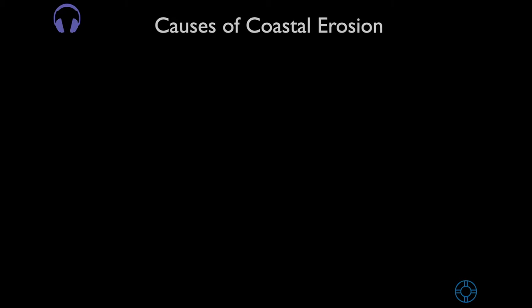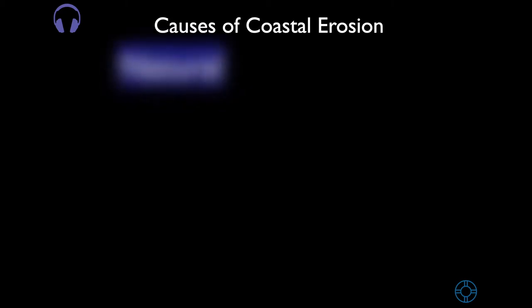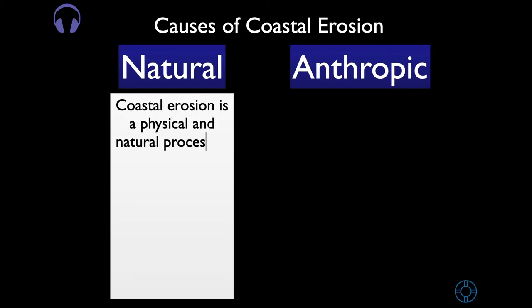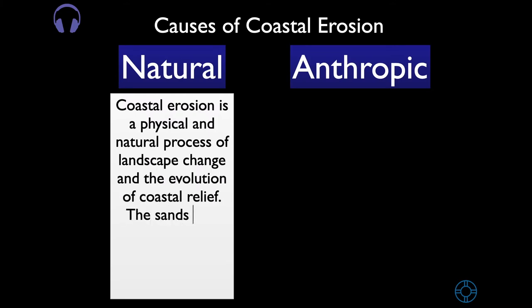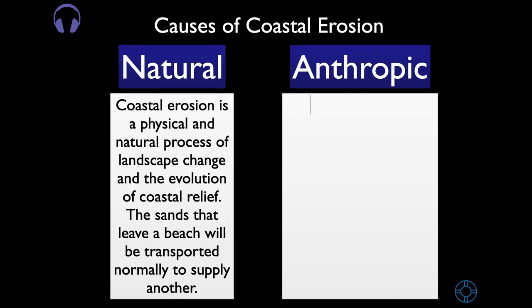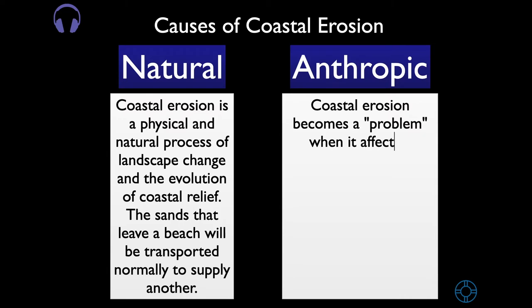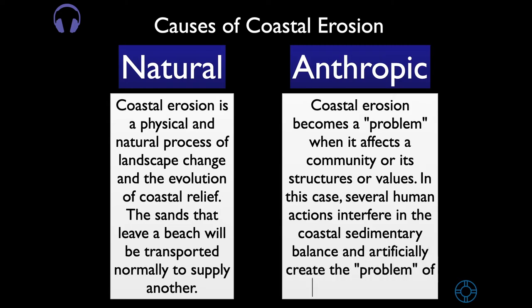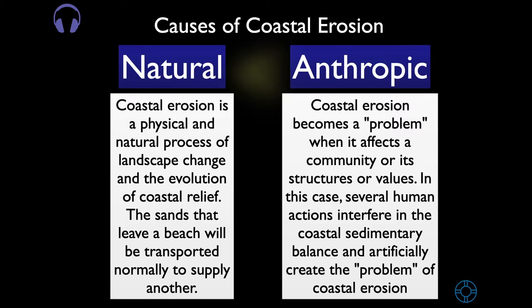The causes of coastal erosion can be firstly subdivided into natural and anthropic causes. For natural, coastal erosion is a physical and natural process of landscape change and the evolution of coastal relief. The sands that leave a beach will normally be transported to supply another one. As for the anthropic causes, coastal erosion becomes a problem when it affects a community or its structures or values. In this case, several human actions interfere in the coastal sedimentary balance and artificially create the problem of coastal erosion. And specific literature on coastal erosion recognizes that anthropic causes are much higher than the natural causes. For that reason, let's focus on anthropic coastal erosion.